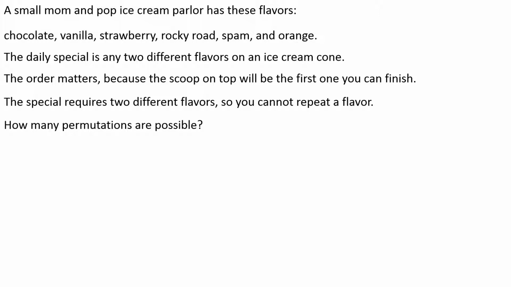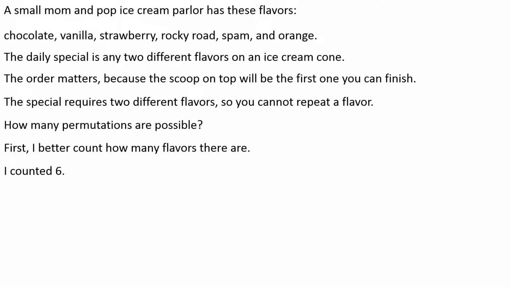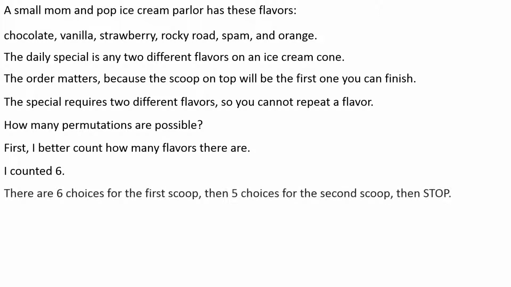Well, it looks like there are 6 flavors. Right? Almost got to do that counting first. I'm counting 6. Right? Rocky Road is 2 words, but it's only 1 flavor of ice cream. So I've got 6 different flavors to choose from on the first scoop, and then 5 different choices for a second scoop. But then I'm done. Unlike the 6 preschool students where we did 6 times 5 times 4 times 3 times 2 times 1, here I just do 6 times 5 because I only have 2 scoops here for this special. All right, 6 times 5 is 30.